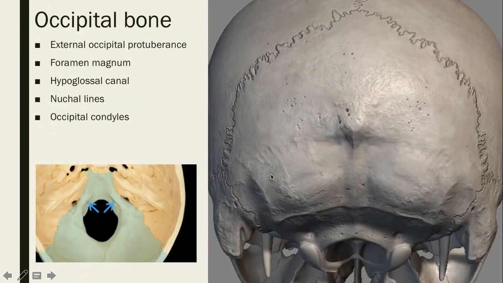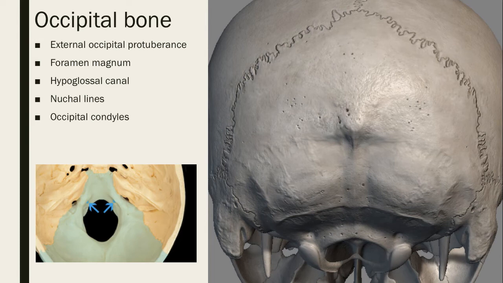The occipital bone starts right here at the lambdoid suture and goes all the way down underneath here. So the external occipital protuberance, external meaning on the outside of the bone, occipital because it's on the occipital bone, and protuberance meaning it's just a bump. That's this right here. Sometimes you can feel it on the back of your skull. It's bigger on men than it is in women. I can't feel it on my skull, but you might be able to on yours.